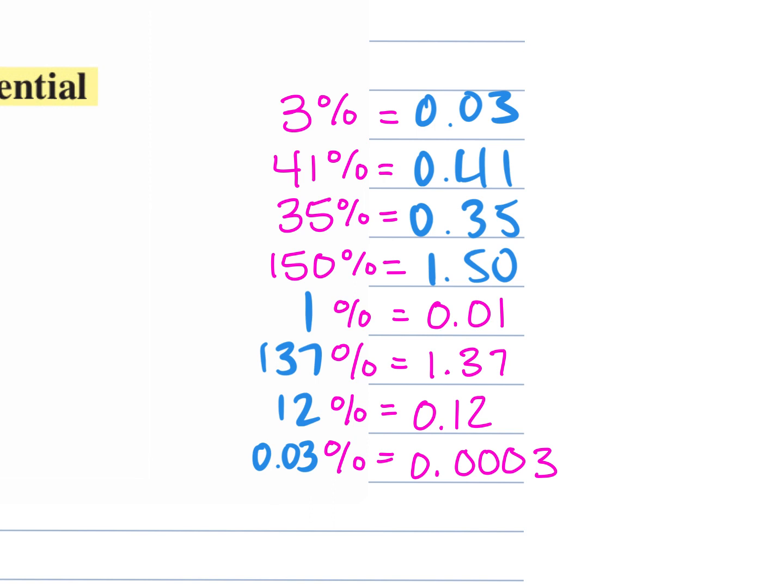How'd we do? Did we get most of them? Kind of? We got all of them?